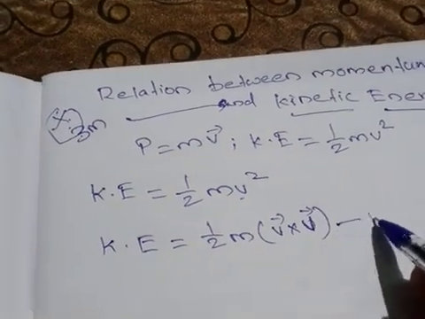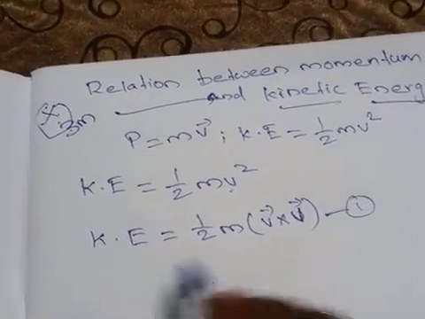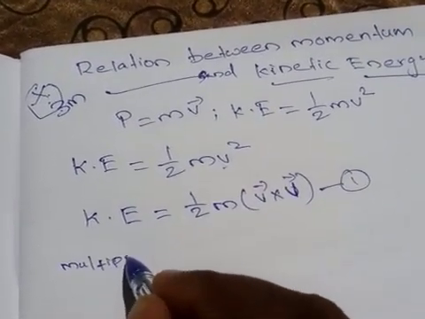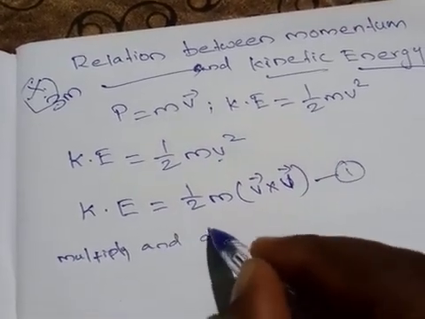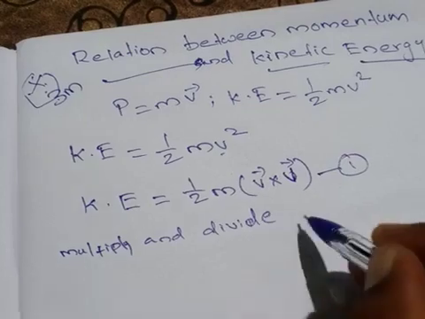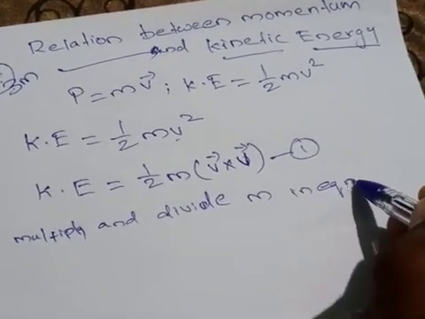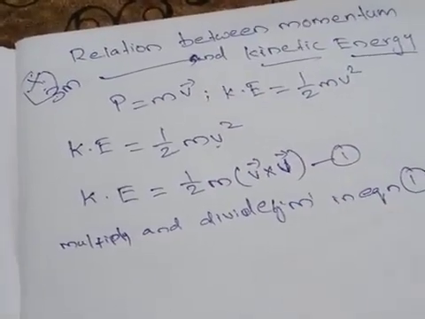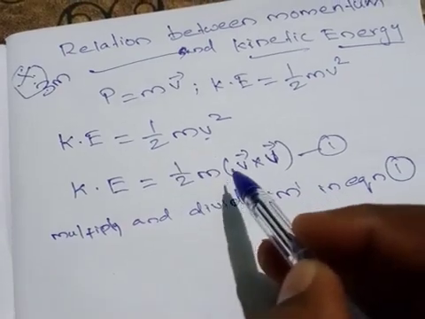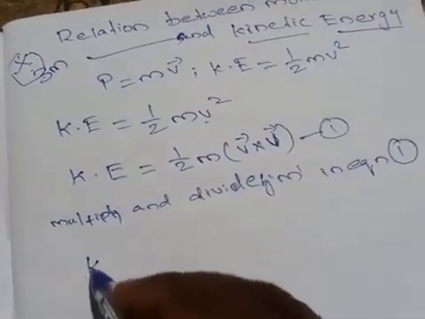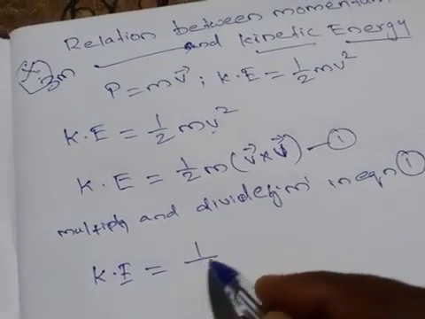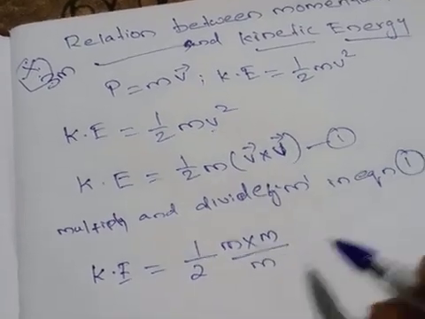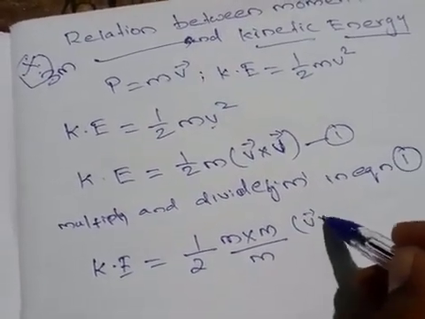Now this is equation 1 you can take. Now from this what you can do means multiply and divide m in equation 1. With this equation you have to multiply by m and divide by m, so that kinetic energy is equal to half m multiplied by m divided by m, v into v.